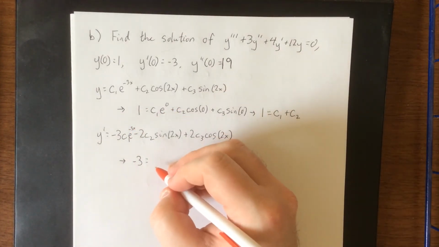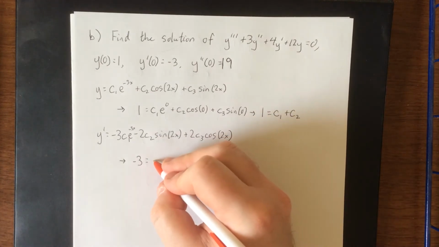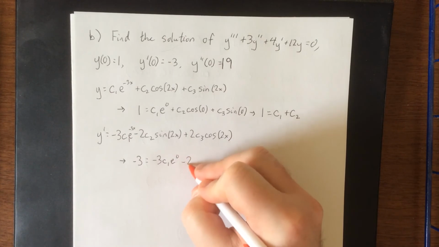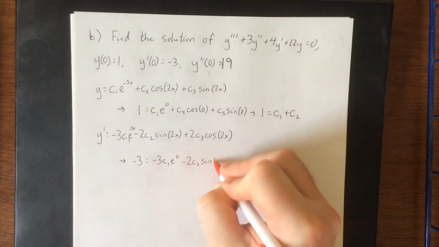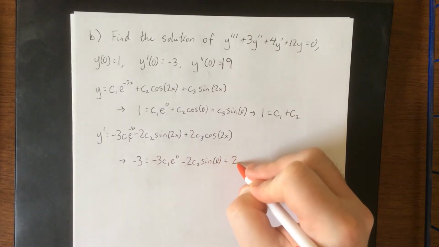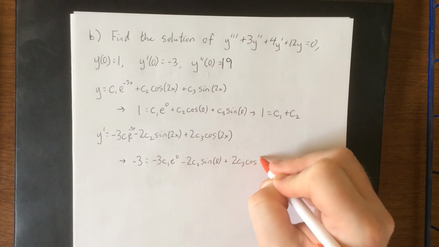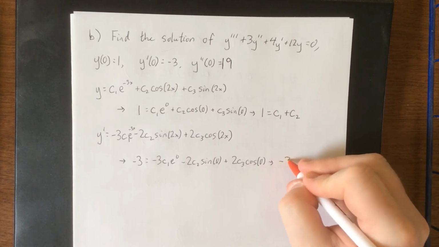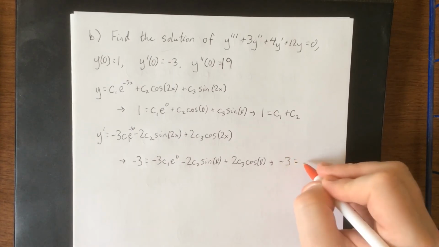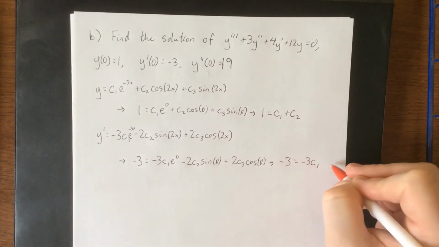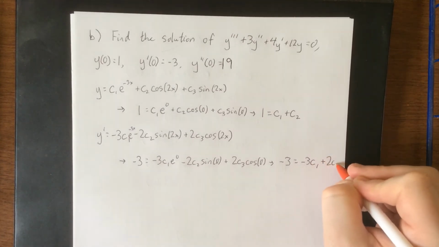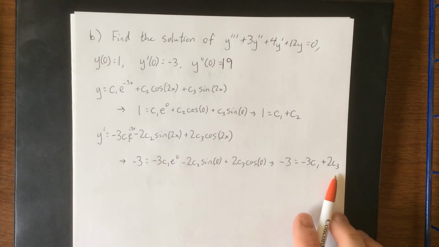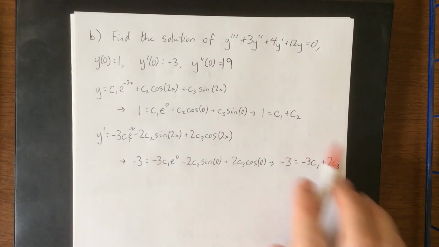So plugging in x equals 0, this will be negative 3 c1 e to the 0 minus 2 c2 times the sine of 0 plus 2 c3 times the cosine of 0, which is a fancy way of saying this is negative 3 is equal to negative 3c1 plus 2c3. That gives us a second equation in terms of the unknown constants c1, c2, and c3.